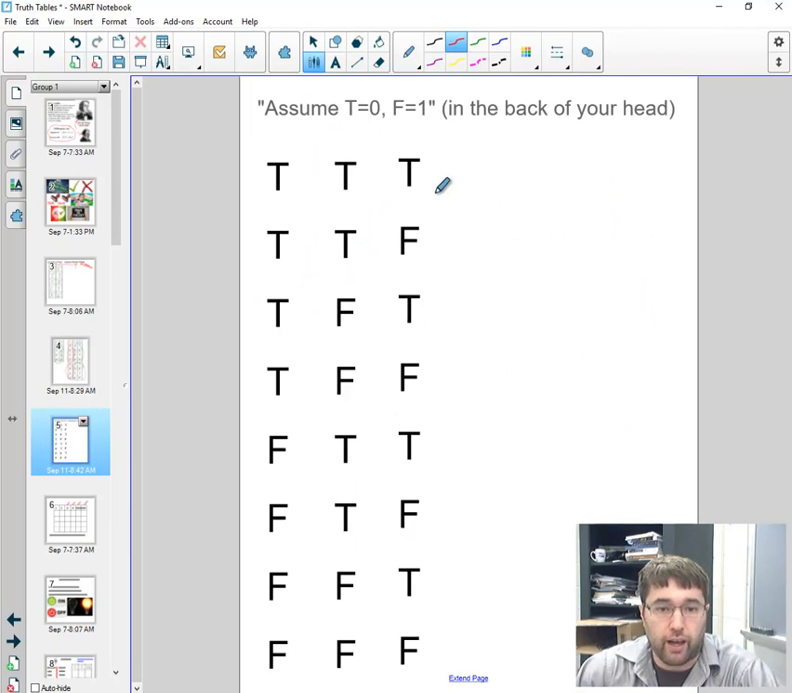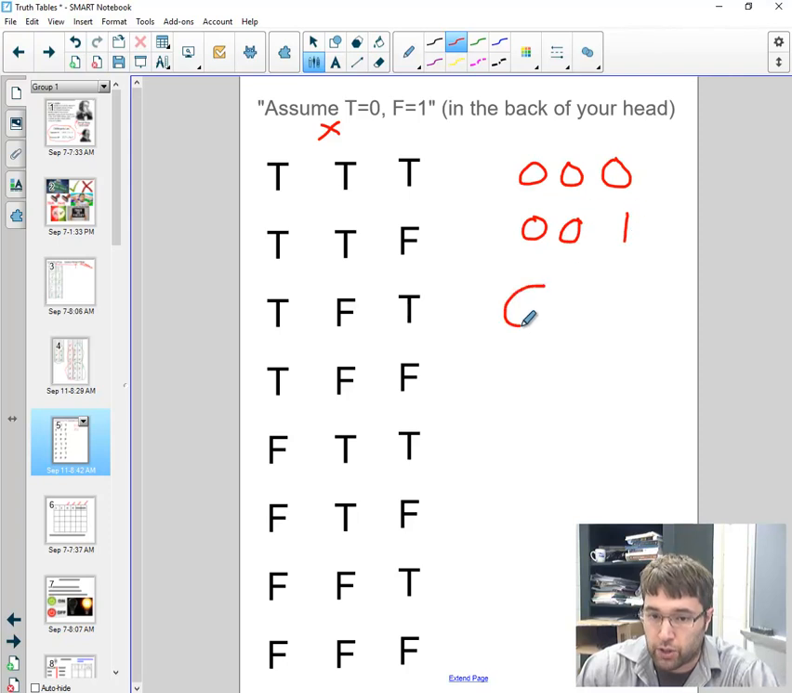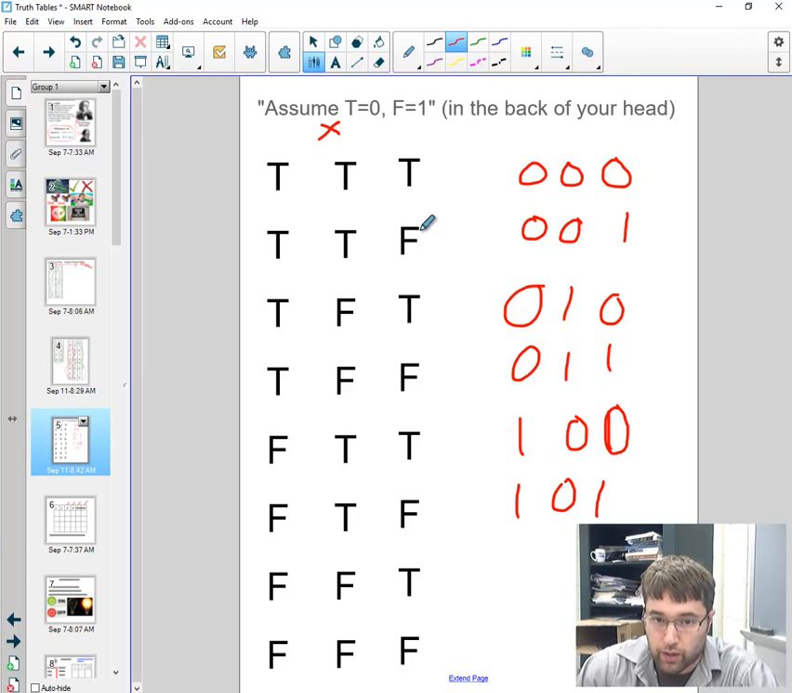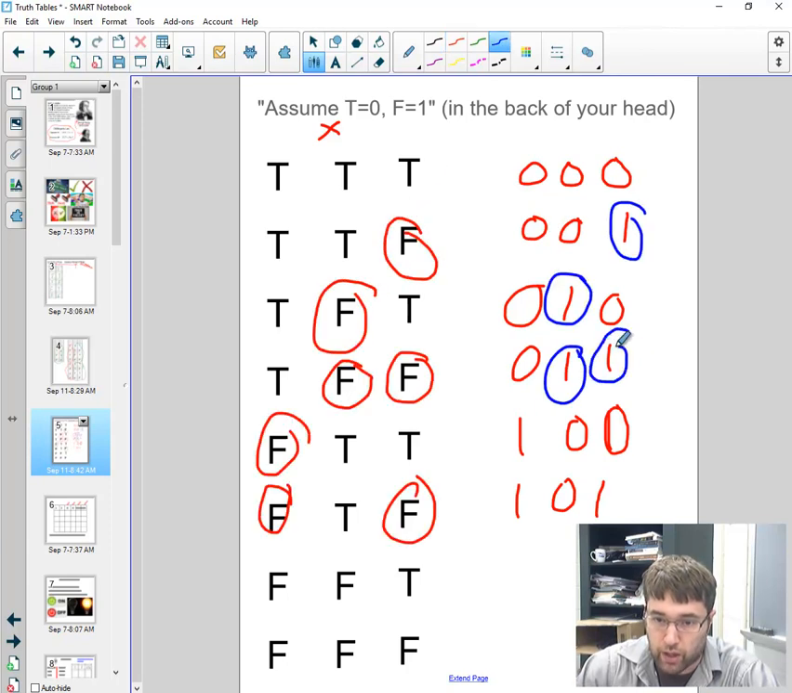Now, what I want you to take a look at is we're going to relate this back to binary. So in the back of your head, I want you to assume true is 0, false is 1. This is technically wrong. This is only for this slide you're going to be thinking that. So if true is 0, we're going to start with 0. Then in binary, we're going to count to 1, 0, 0, 1. Then 2, 0, 1, 0. Then 3, 0, 1, 1. Then 4, 1, 0, 0. Then 5, 1, 0, 1. And look at this. It's the same exact pattern.